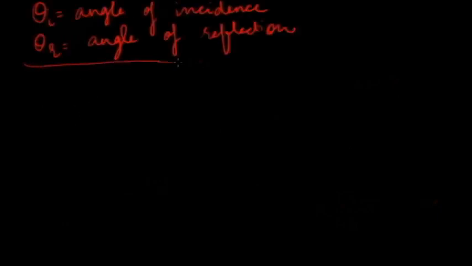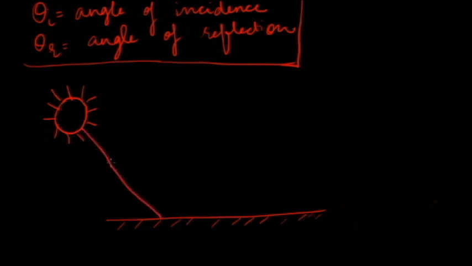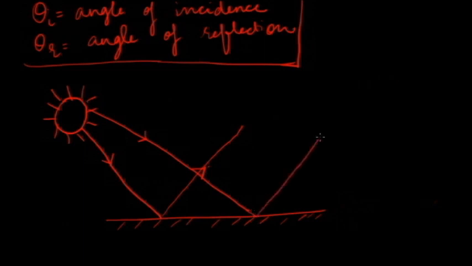Alright, so I have written here at the top left corner, just for your reference, what theta i and theta r are. Now let's say we have a light source here, which is the sun, and I have a mirror kept here. The light from the light source falls on the mirror and gets reflected. Say there's another light ray which falls like this and it gets reflected.